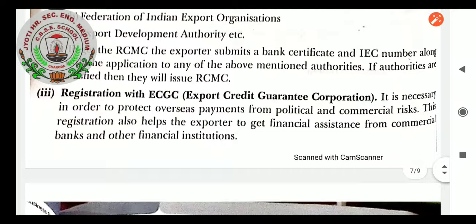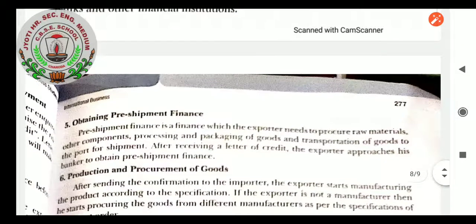Like for example, if any war situation is there and we have already exported the goods from our country to another country where the war situation is arising, it will be riskier for us to get the payment back. So in this situation, if we are having ECGC, definitely they will be making the payment to us. So export overseas payment from political and commercial risk.